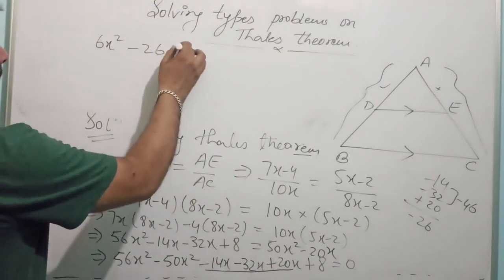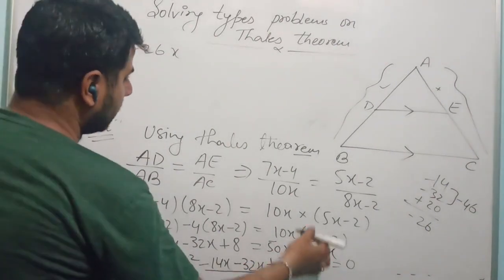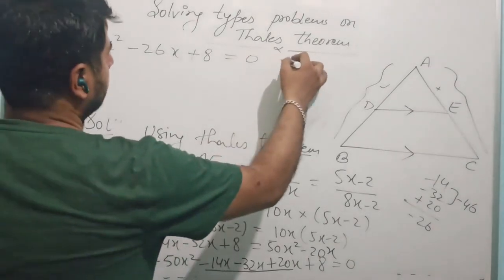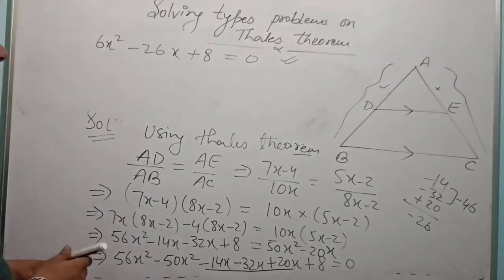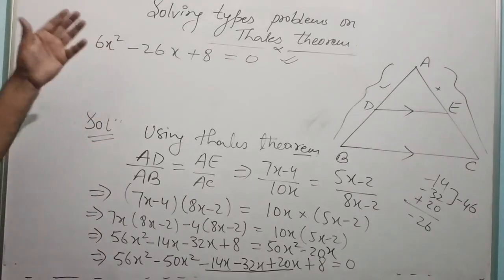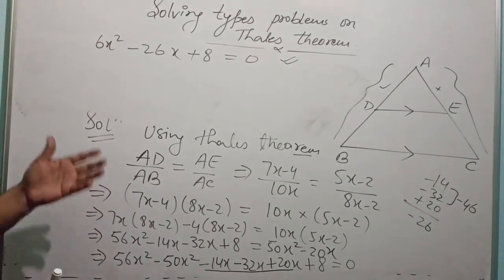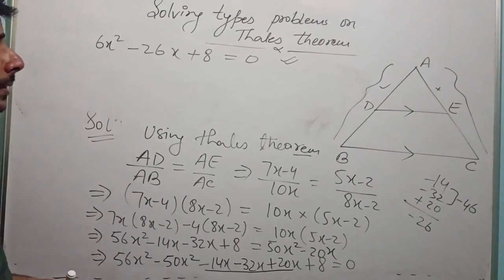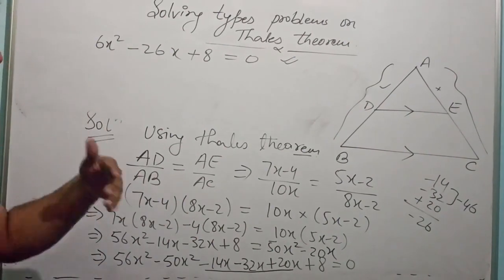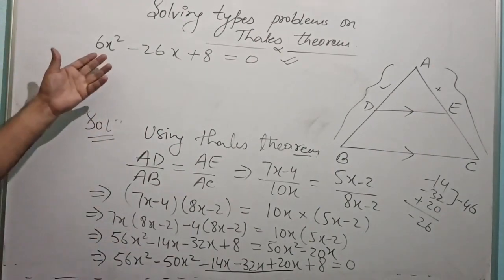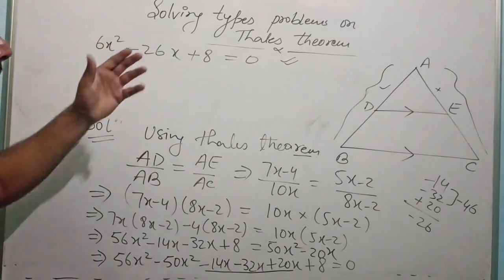So I am going to write minus 26x, and at last we have a constant here, that is 8 equals to 0. Now what is this? This is a quadratic equation. So you have to split the middle term, as we have learned in the polynomial chapter, or you may learn in the coming chapter, that is quadratic equations. So try to use that concept and try to solve it.